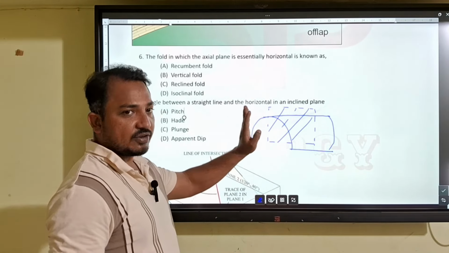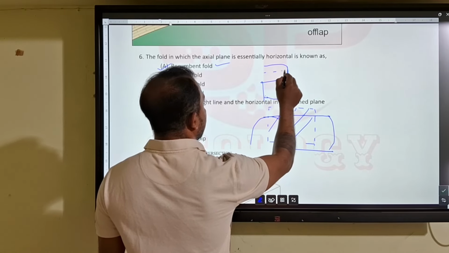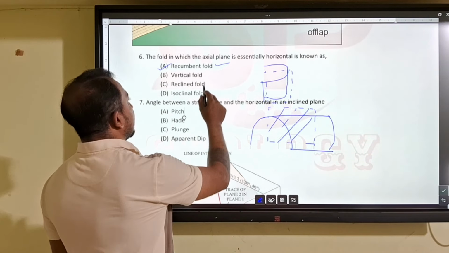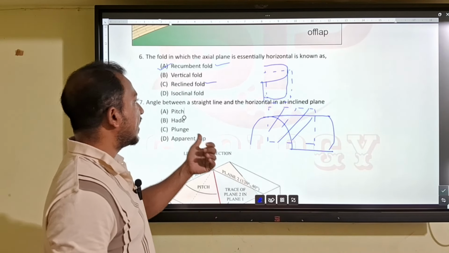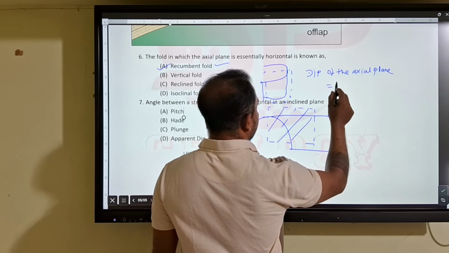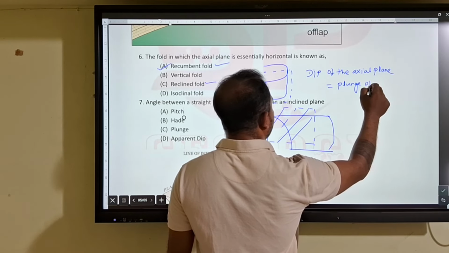Then we have vertical fold. Vertical fold is like this, where the axial plane is vertical, and also the fold axis is vertical, both vertical. Then a reclined fold is a special type of fold where the dip of the axial plane and the plunge of the fold are in the same direction. So always remember, in case of reclined fold, dip of the axial plane equals plunge of the fold axis.